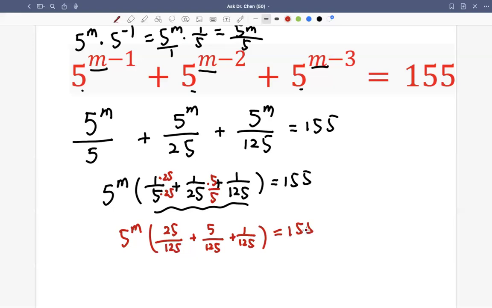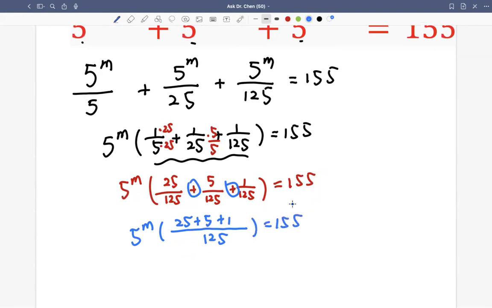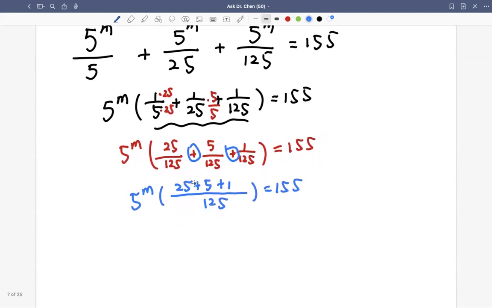So once we have a common denominator, we can perform the operation in terms of the numerators. With common denominator 125, the operation is plus. We perform the operation only with the numerators. That equals 155. Now 25 plus 5, that's 30. 30 plus 1, that's 31. So 5 raised by m multiplied by 31 divided by 125 equals 155.